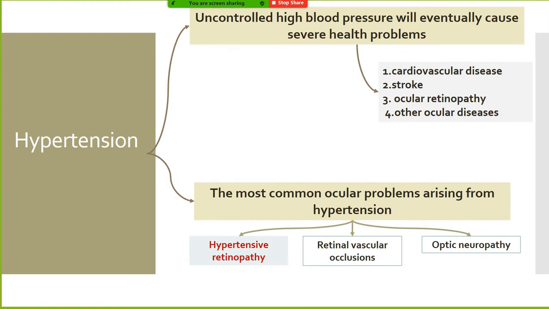As I said before, hypertension is usually an uncontrolled high blood pressure which will eventually cause severe health problems like cardiovascular disease, or there might be a stroke, and there might be some other ocular conditions as well. The most common ocular problems because of hypertension are hypertensive retinopathy, retinal vascular occlusion, and optic neuropathy. Today we are going to discuss hypertensive retinopathy.